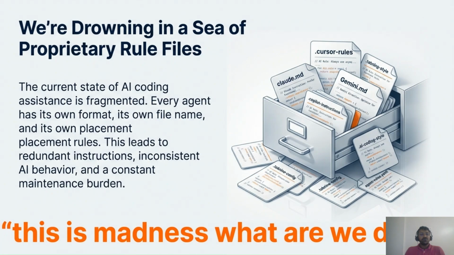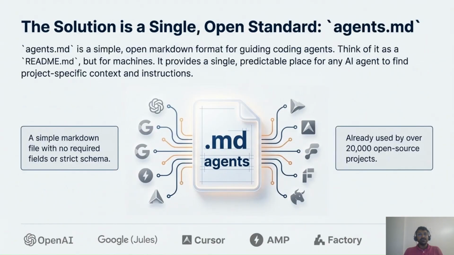To address the inconsistent behavior we were getting from these files, we have come up with a common standard known as agents.md. It's a simple, open markdown format for guiding coding agents. Earlier on GitHub, we had the README file to help humans understand a code base. Similarly, we have agents.md to make it understandable for coding agents.